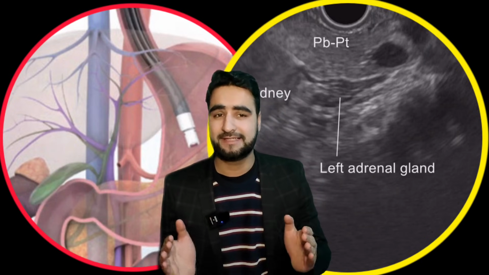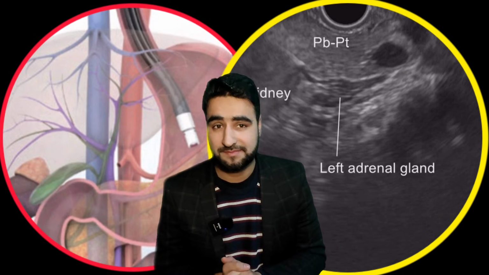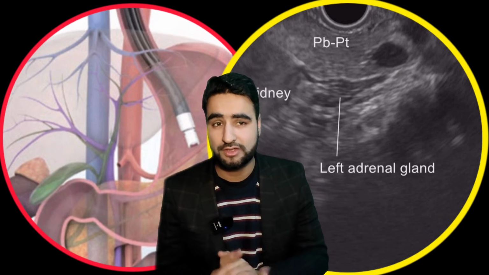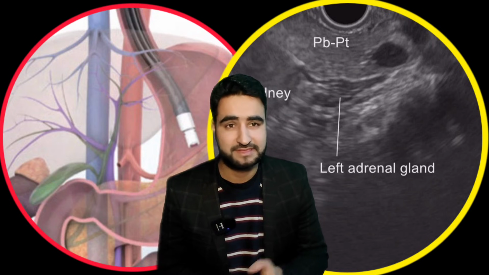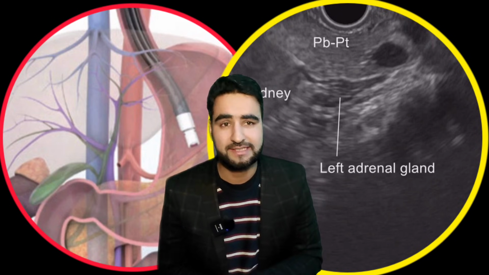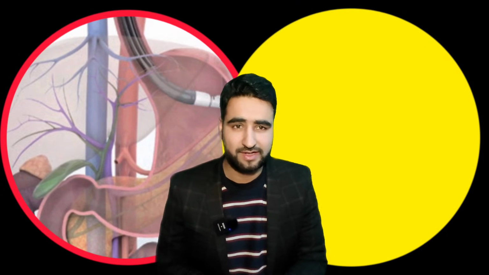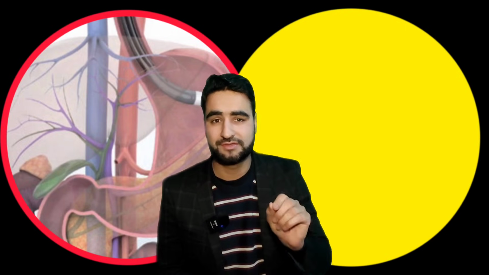The left adrenal gland can be tricky to identify, but when visible, it typically appears as low echoic structure with a characteristic shape, sometimes described as resembling a flying seagull or the Greek letter omega. Now turn your scope further clockwise to follow pancreas all the way to the splenic hilum, allowing you to observe the distal tail of pancreas.